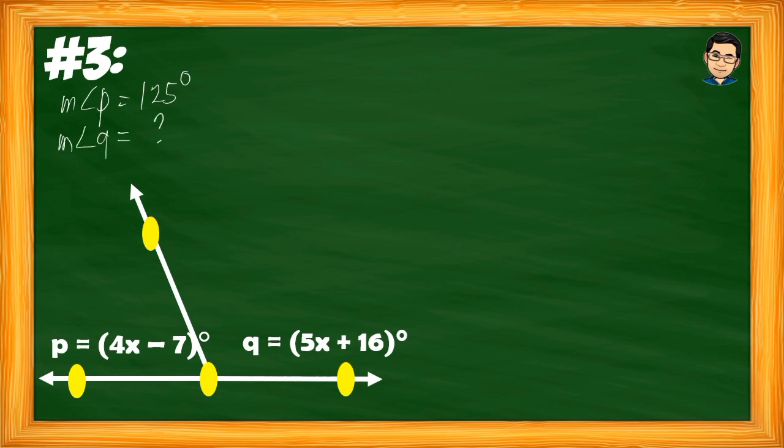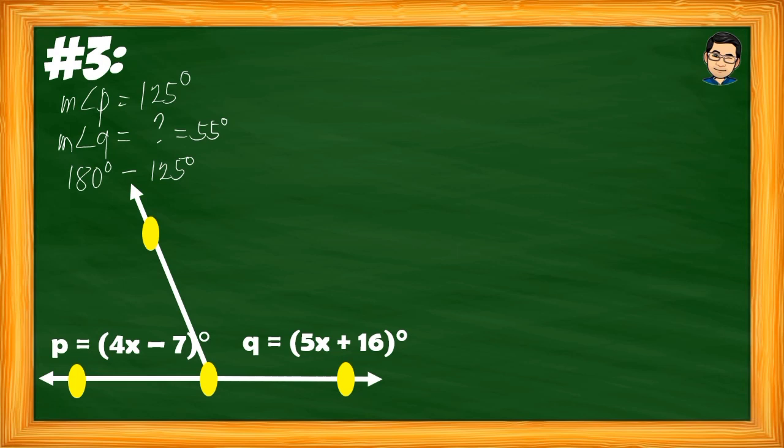So, ang gagawin lang po natin, 180 degrees minus the measure of angle P, which is 125 degrees. So, 180 minus 125 is 55 degrees. So, kapag ganyan po yung given, mabilis lang siya. So, tandaan na yung supplementary angles, kailangan yung sum is 180 degrees.